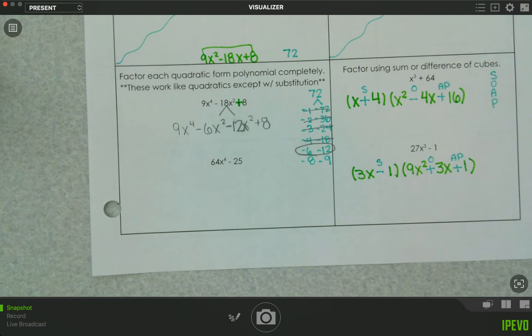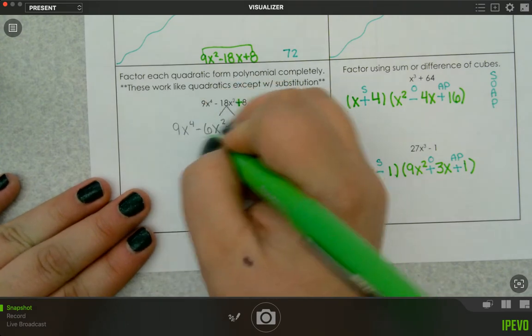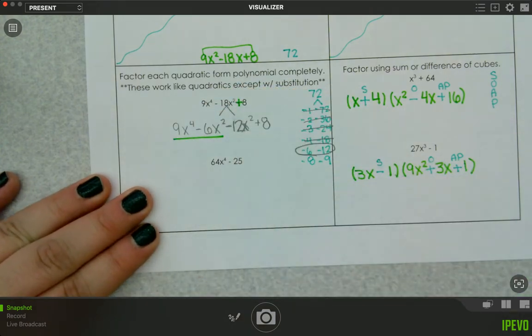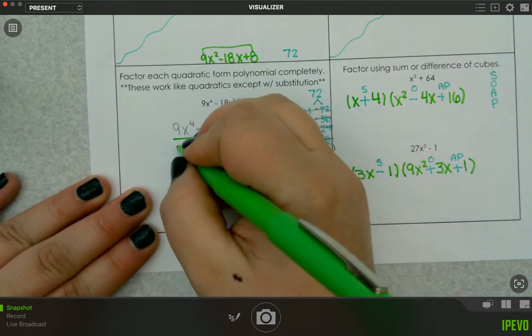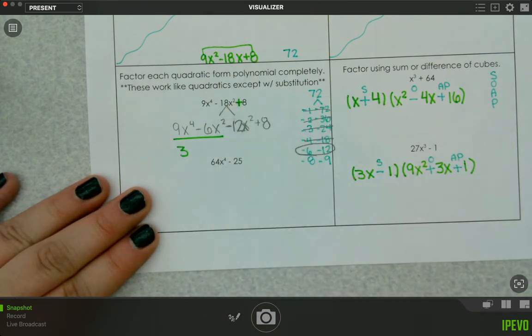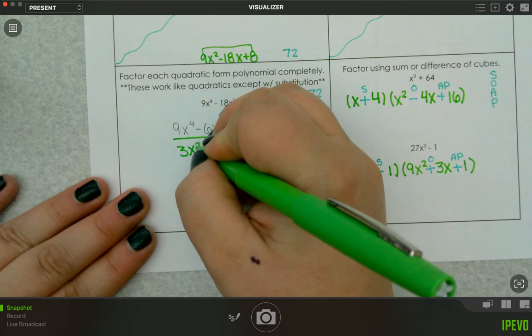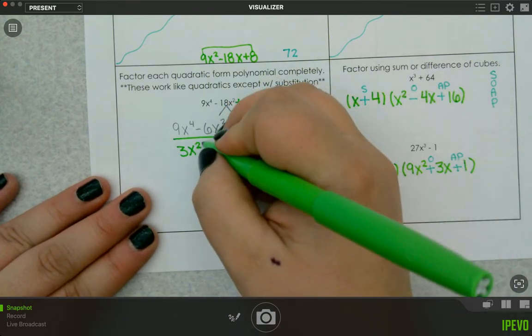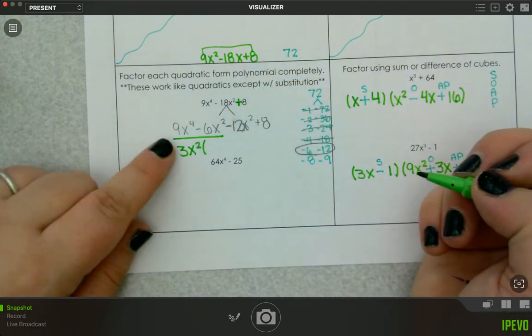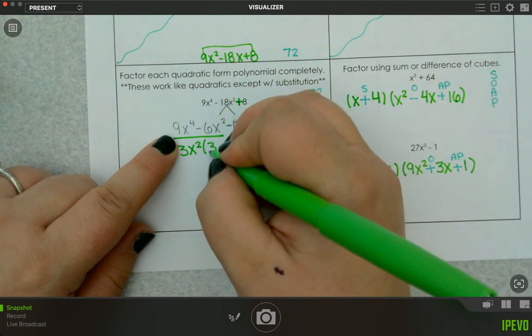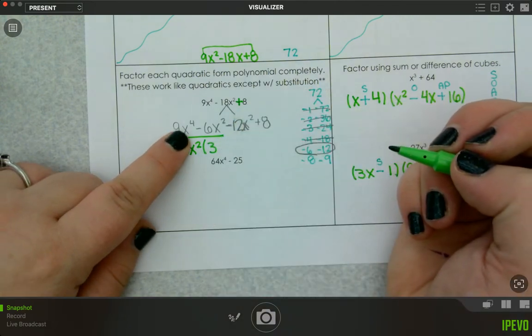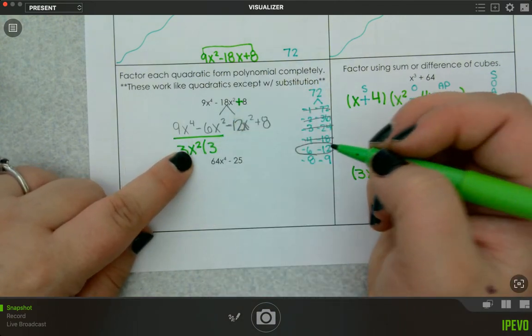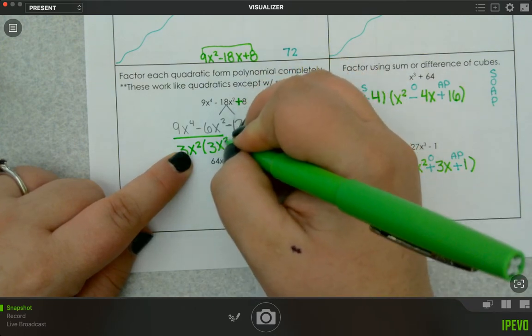Everything after this is a type of factoring that you guys have been killing it at, and that's grouping. And that's where you look at these two together and you say, okay, I can divide 9 and 6 by 3. And these both have an x squared in them. So I'm going to take out 3x squared as my GCF. And then I have 9 divided by 3 is 3. I have x to the fourth here. I'm taking 2 of those powers away. So now I have x squared left.